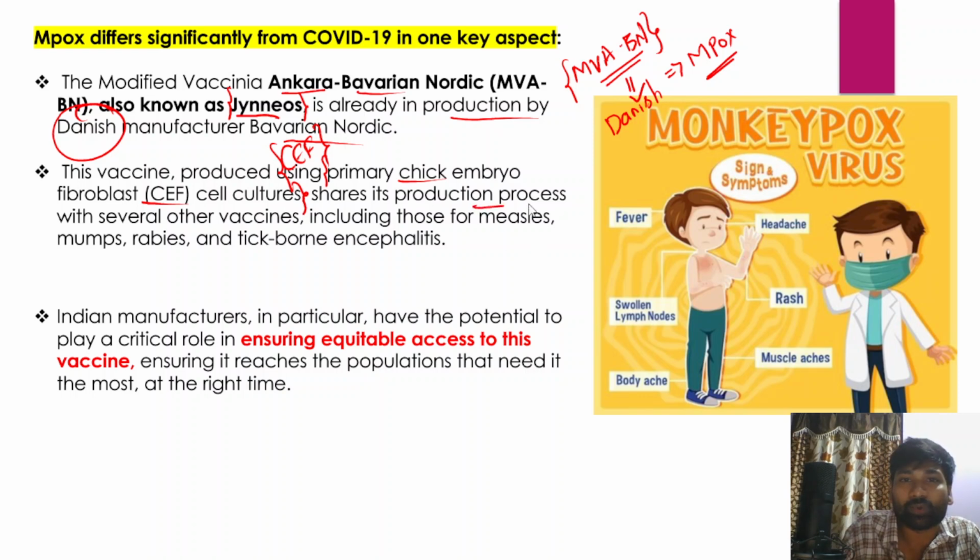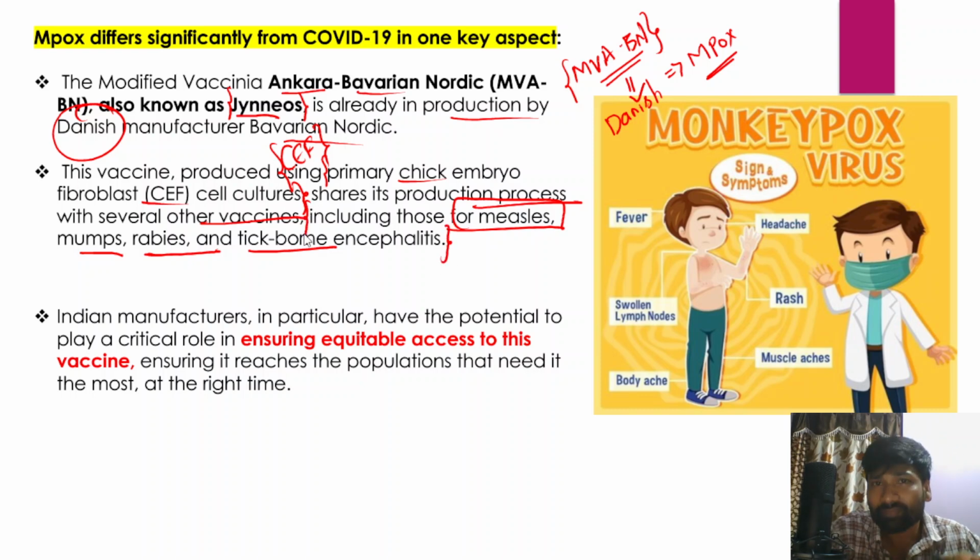It also shares its production process with several other vaccines, including those for measles, mumps, rabies, and tick-borne encephalitis. These are also diseases caused by viruses and other pathogens. The vaccine manufacturing process of this MVA-BN for mpox virus also shares similarities with the manufacturing process of measles, mumps, rabies, and even tick-borne encephalitis.